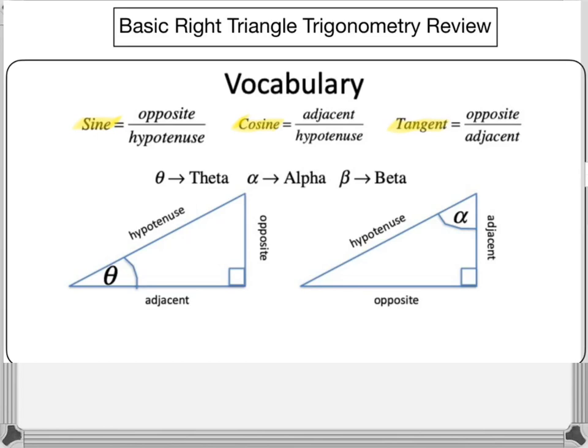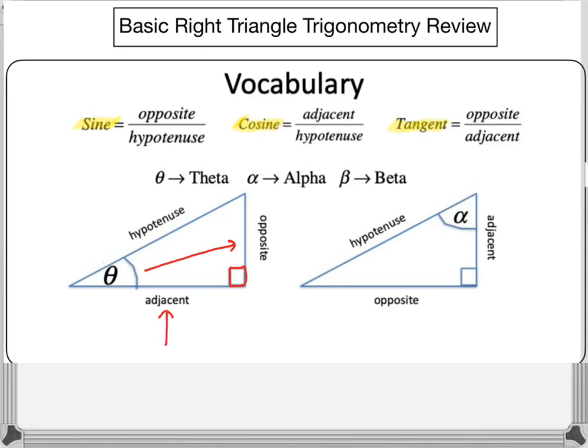So you can see in the leftmost triangle here we have theta, okay? And theta is a variable that often represents an angle. From theta, the opposite side would be the one that it opens up to. The hypotenuse is always going to be the longest side, the side across from the right angle. And then the adjacent side is the one that is left, okay?